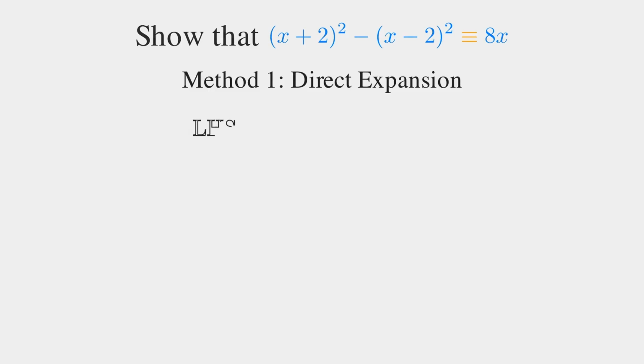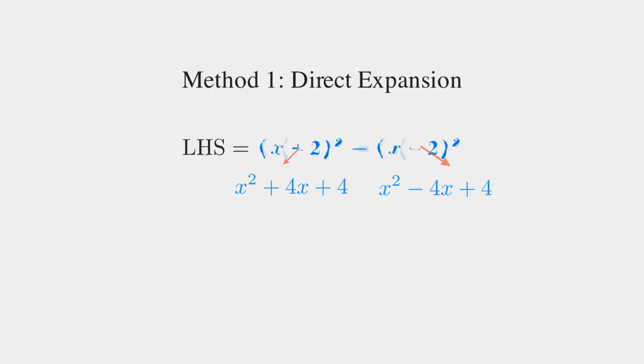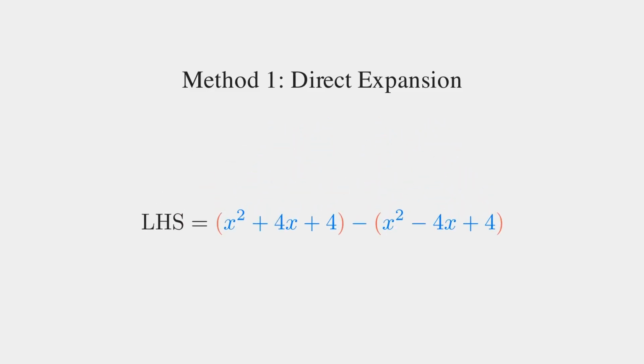We'll start with the more complex left-hand side, or LHS for short. Now first, (x plus 2) squared expands to x squared plus 4x plus 4. Next, (x minus 2) squared expands to x squared minus 4x plus 4. Now we're placing these back into the expression.